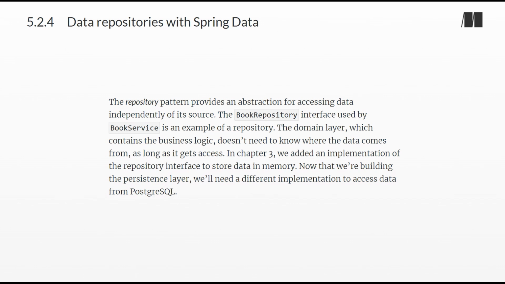The repository pattern provides an abstraction for accessing data independently of its source. The BookRepository interface used by BookService is an example of a repository. The domain layer, which contains the business logic, doesn't need to know where the data comes from, as long as it gets access. In Chapter 3, we added an implementation of the repository interface to store data in memory. Now that we're building the persistence layer, we'll need a different implementation to access data from PostgreSQL.